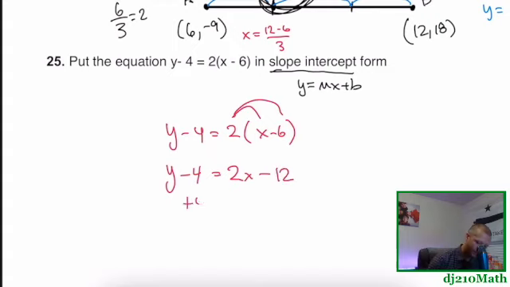Okay, I'm going to add 4 because I want to get y by itself. So y is equal to 2x minus, so negative 12 plus 4 is negative 8. There it is.